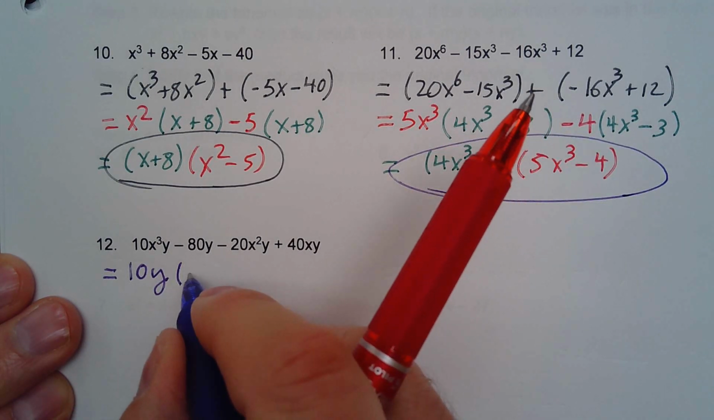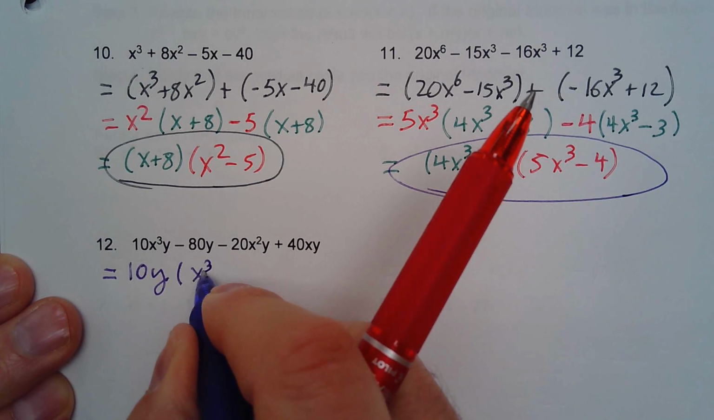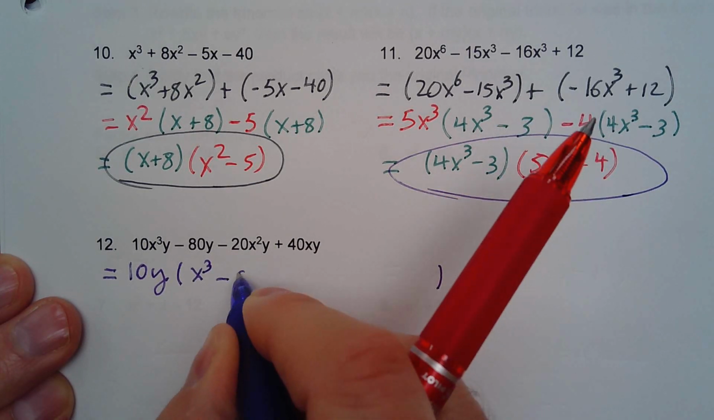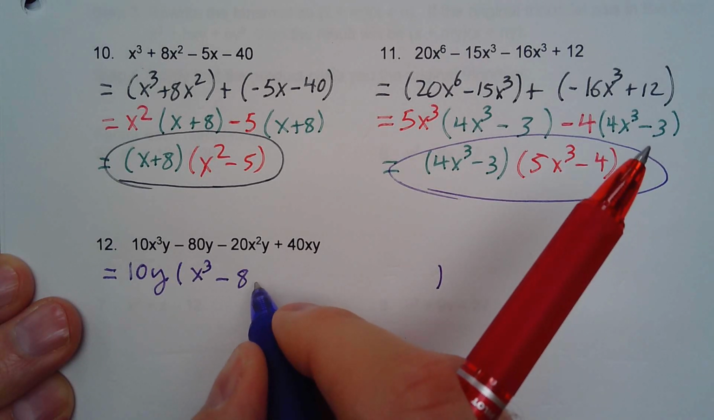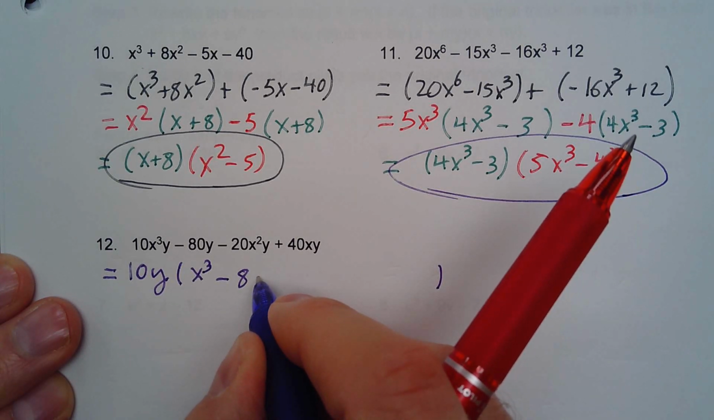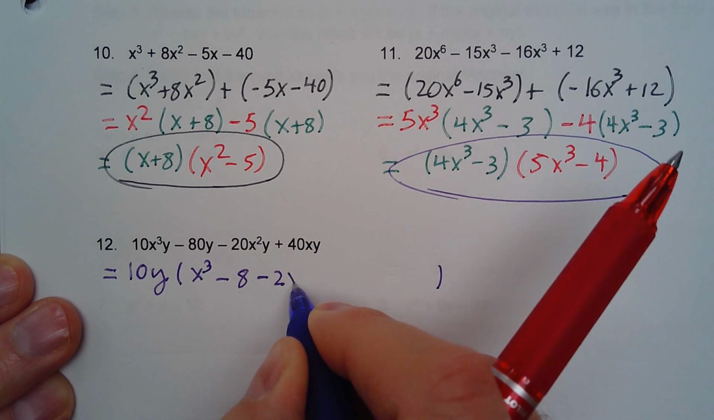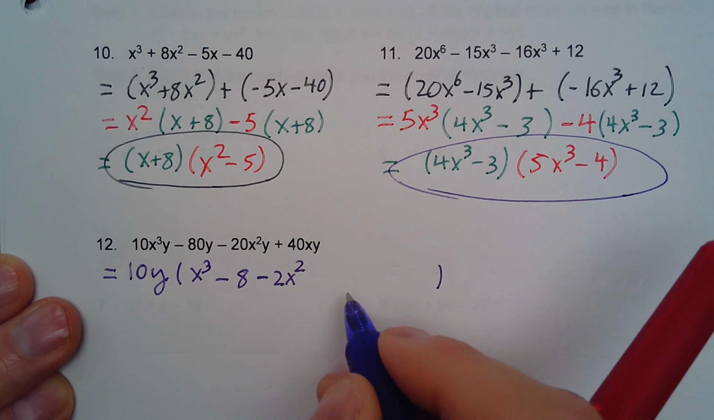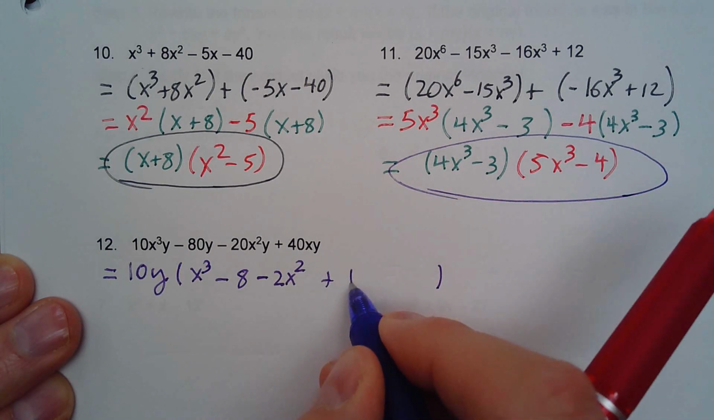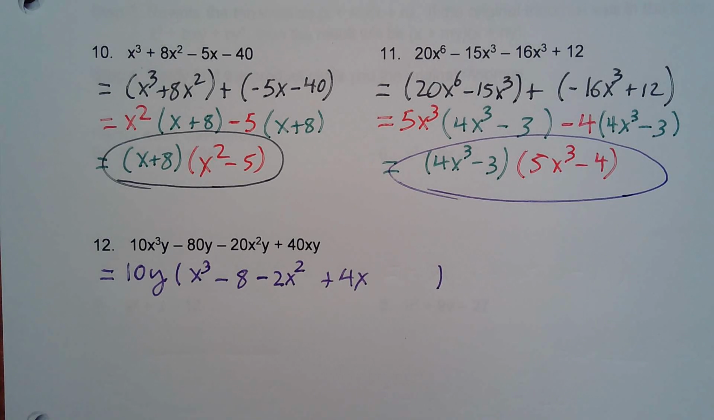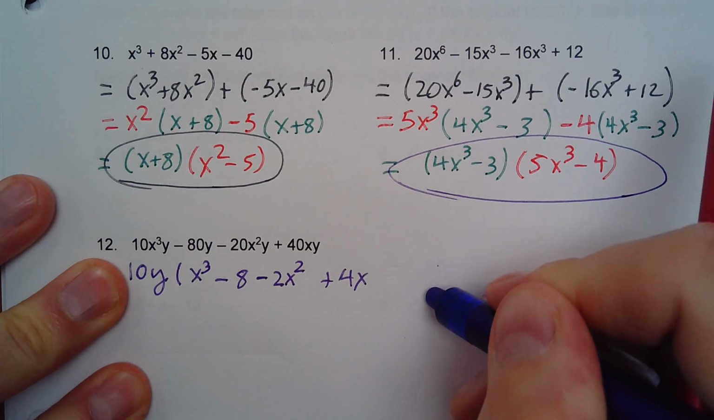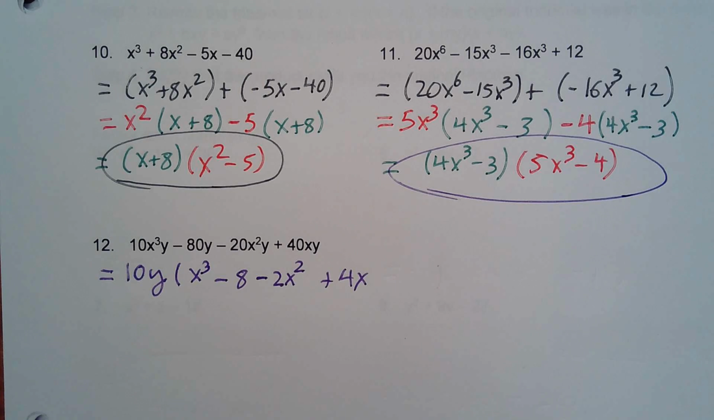So that becomes x cubed minus 8 minus 2x squared plus 4x. Guess I didn't need that all the way along here.